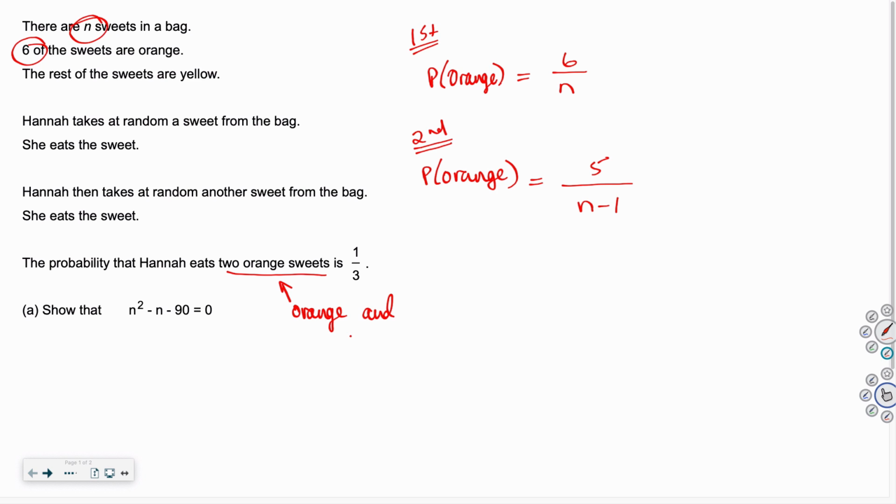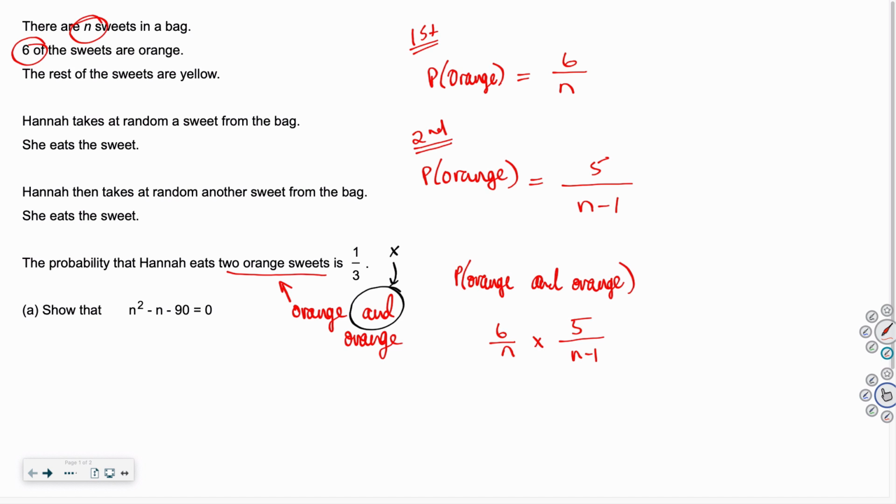So the probability that Hannah eats 2 orange sweets, that's an orange and an orange, is another way of writing that. And when we've got an orange and an orange, when we're using the word and, we multiply the probabilities together to get that overall probability. So the probability of orange and then another orange, we're just going to multiply these probabilities together. So the probability of getting an orange on the first go is 6 out of n, and we're multiplying that by the probability of getting an orange on the second go, which is 5 over n minus 1.